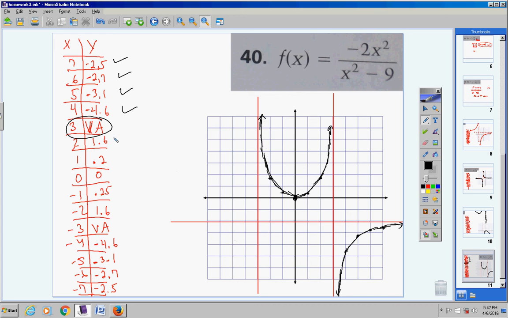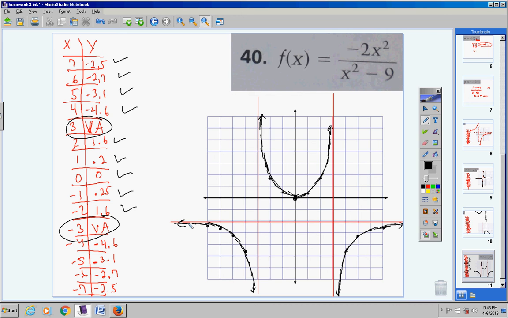So I've plotted all these points. Then here's my vertical asymptote. Now I'm at negative 4. So negative 4, negative 4.6. And then negative 5, I go down to negative 3.1. Negative 6 is negative 2.7. Negative 7 is negative 2.5. So I can see what's going on here, just like over on the right side. The graph is getting closer and closer to the vertical asymptote, and closer and closer to the horizontal asymptote. And there we go, that's it. So a pretty cool looking graph, okay?